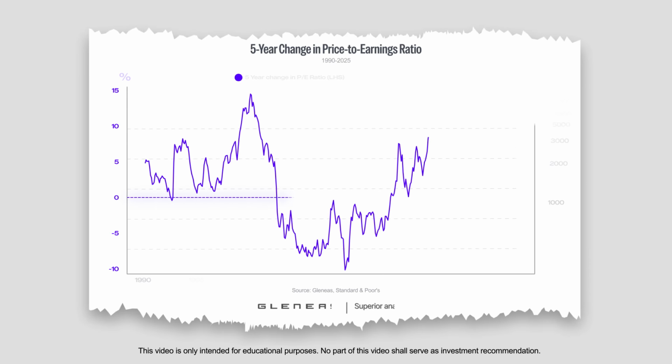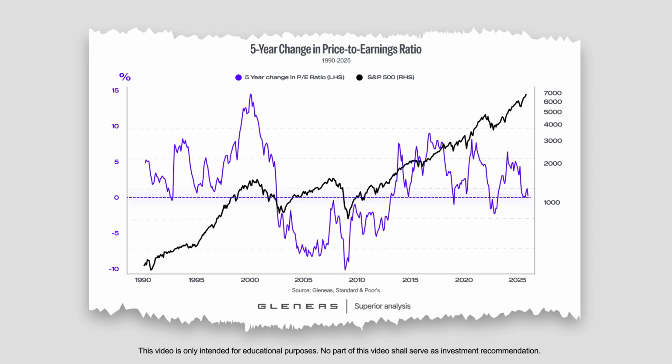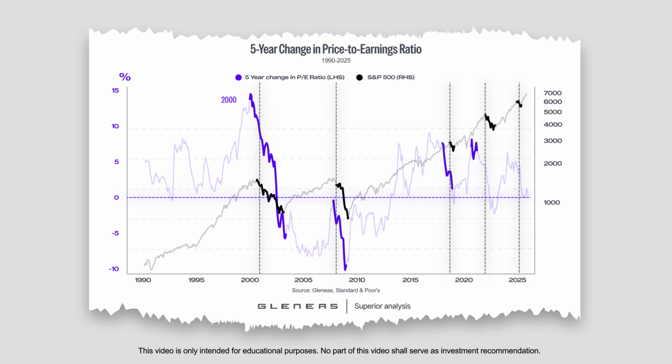This chart is actually much better because it shows when valuations are adding to returns and when they stop doing that. Historically, the major equity tops don't happen when this measure is already deeply negative. They happen after it peaks and starts to fall. You see that into 2000. You see it into 2007. You see it into 2018. And you see it again around 2022, when tightening hit multiples.